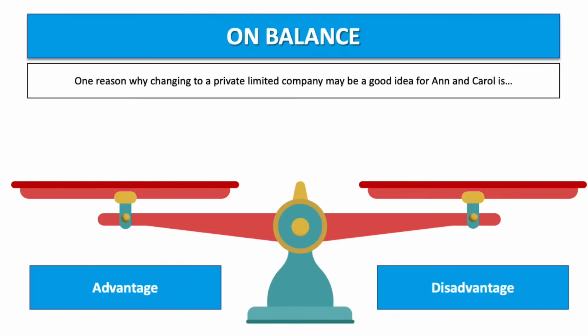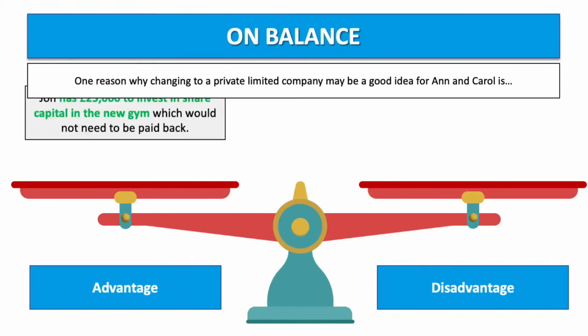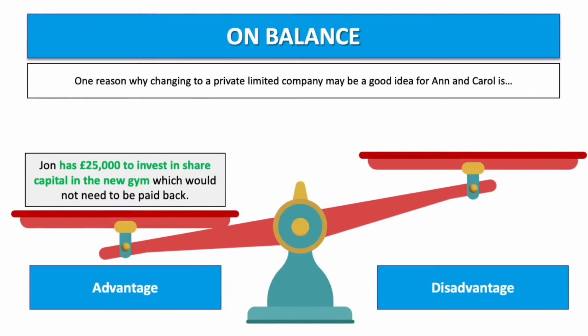Let's have a look at an answer. This is not the only possible point you could make, but one reason why changing to a private limited company may be a good idea for Anne and Carol is John has £25,000 to invest in share capital in the new gym, which would not need to be paid back.